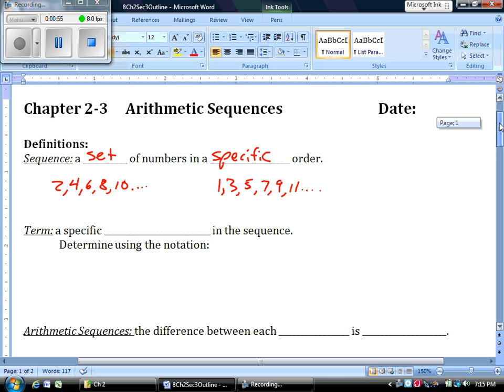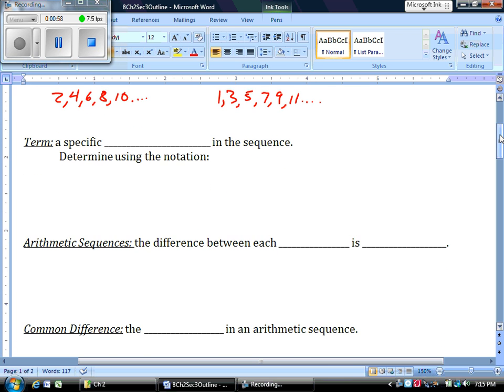All right, a term in the sequence is just a specific number. It's called a term. Okay? We determine which term we're looking at using the notation a sub n. So if I take a look at this even sequence of 2, 4, 6, 8, 10, I say that 2 is equal to a sub 1 because it's the first term. 4 is equal to a sub 2, 6 is equal to a sub 3, and so on.